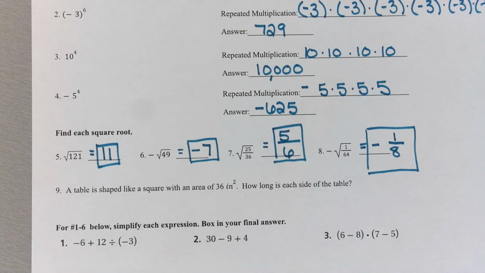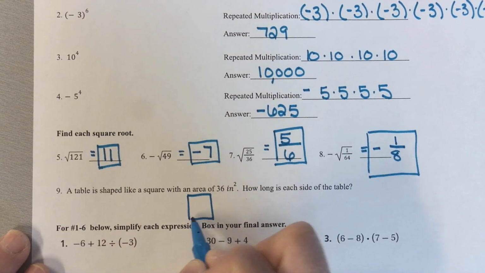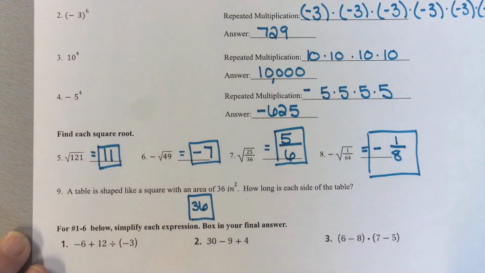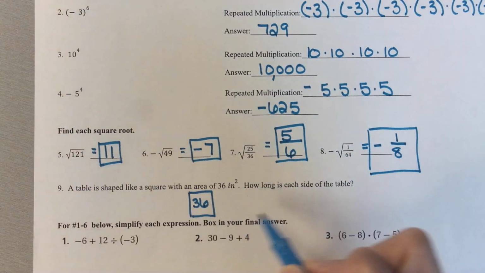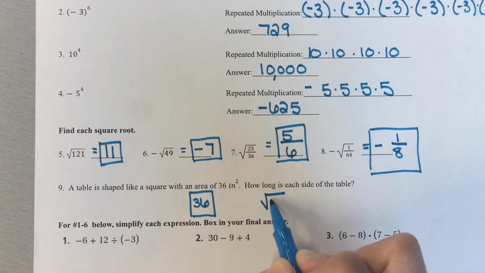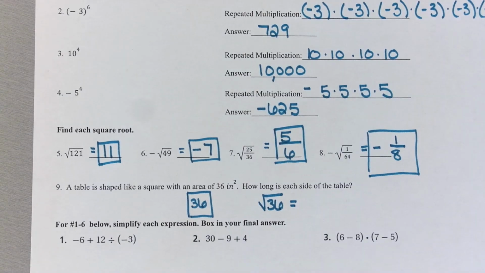Alright, we have a table, and it is shaped like a square. So here's my table. And the area of the table is 36. Remember, to get area, we need to do length times width. And if it's a square, right, both sides are the same length. So if this is the area, the way that we can figure out each side is by taking the square root of it. So if we take the square root of 36, what do we get?